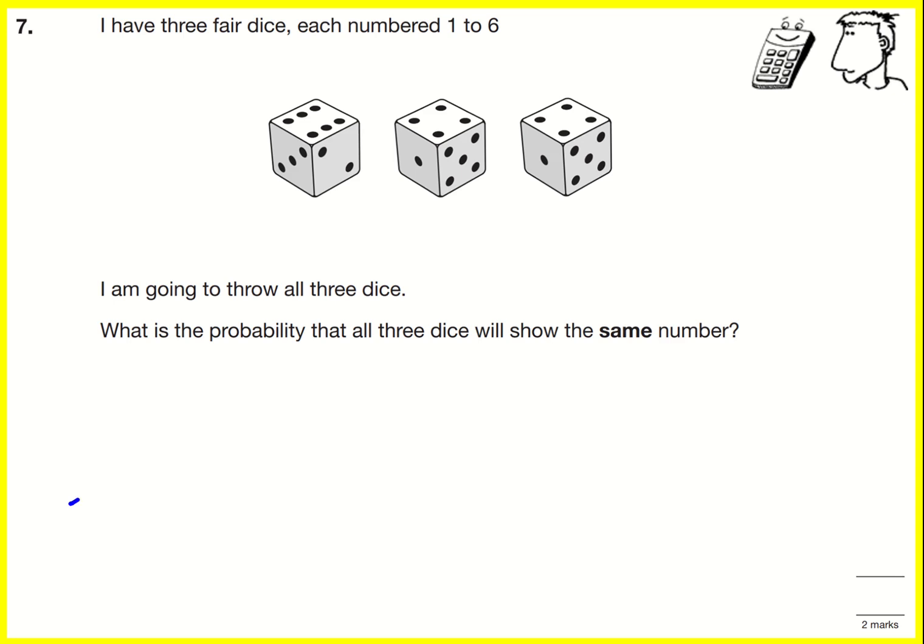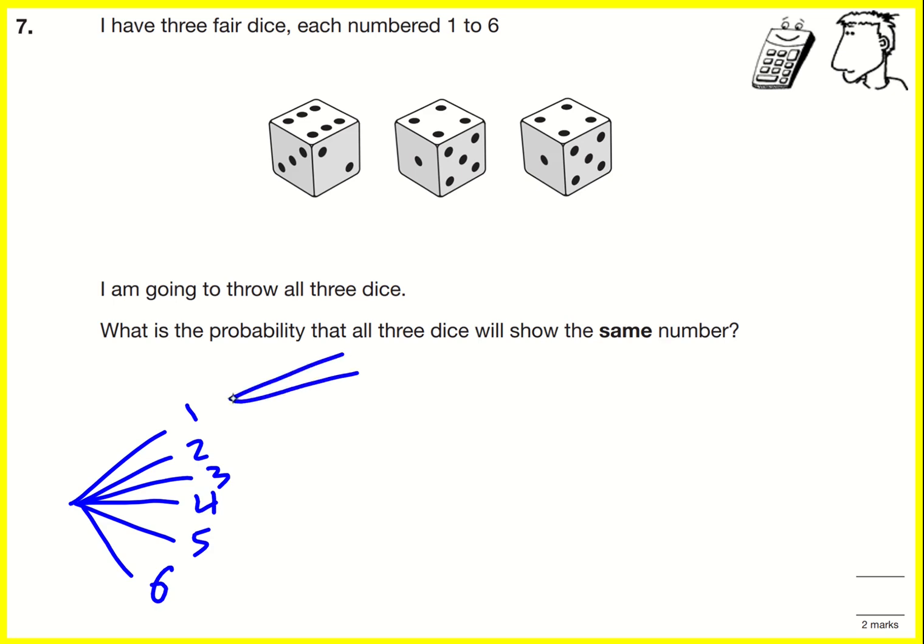This question really hinges on the idea of a tree diagram. We're going to throw a dice. There are six possibilities: I could get 1, 2, 3, 4, 5, or 6. Then I need to draw on each single number a second roll, and there are going to be six possibilities for that. So it gets very messy very quickly.